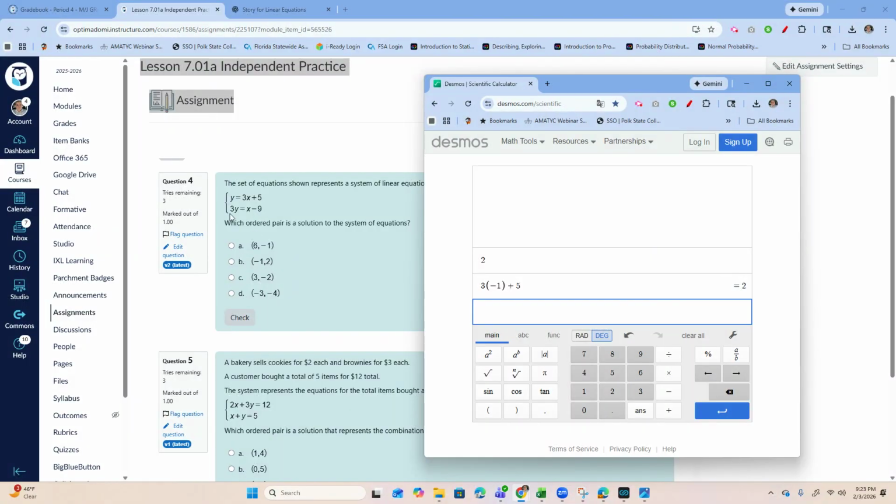Now I'm going to test it for the second equation. So for the second equation, I'm going to put in the calculator 3y, that is before the equal sign.